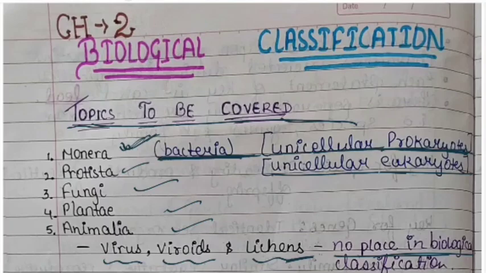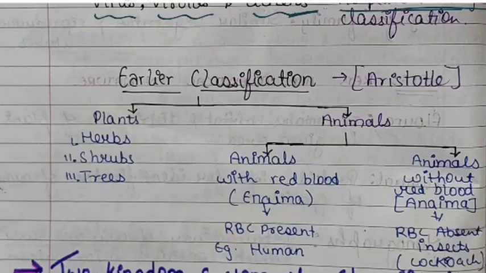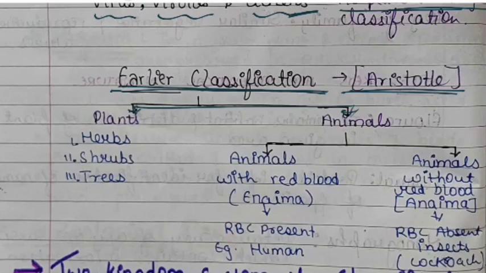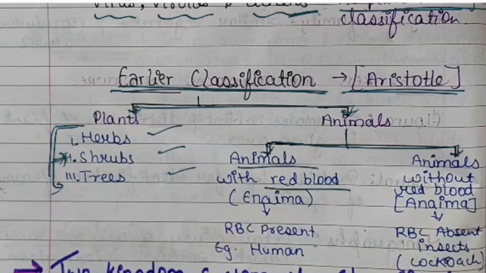Now let's see the classification systems. The first and earliest classification was given by Aristotle. Aristotle divided living organisms into plants and animals. Plants were further classified as herbs, shrubs, and trees. Animals were classified as enaima and anaima. Enaima are the organisms which have red blood cells, such as humans, and anaima are the organisms which lack red blood cells, such as the cockroach insect.